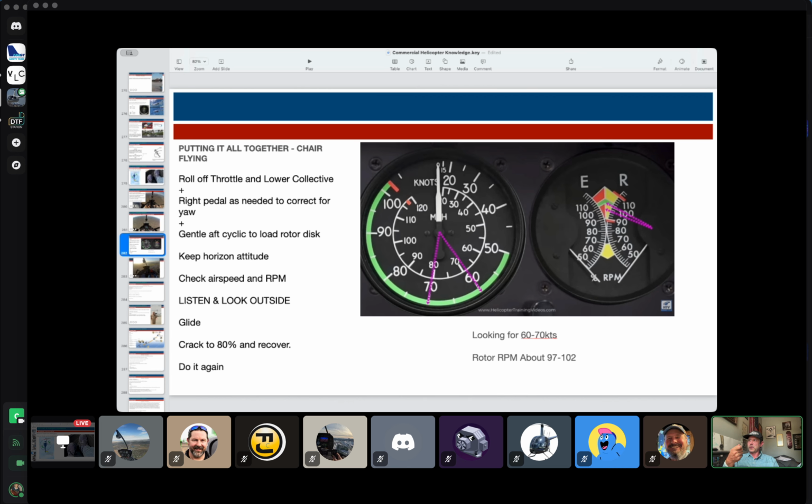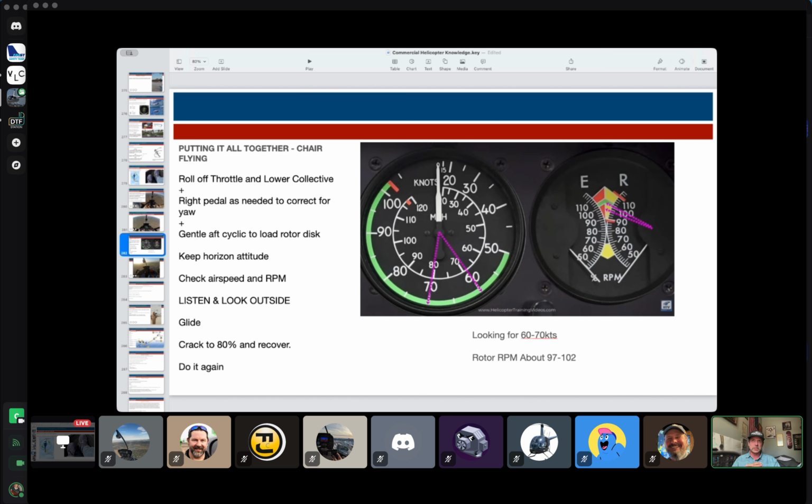So first thing, roll off, lower collective, right pedal is needed to correct for yaw, gentle aft cyclic. This can all be done within a matter of milliseconds. We're rolling off, lowering, right pedal, and then aft, all sort of at the same time, simultaneous-ish. Just gently aft to load that rotor disc. We don't want to pull back so hard that the helicopter is going to balloon up. We're just going to gently aft, try to keep that level attitude.